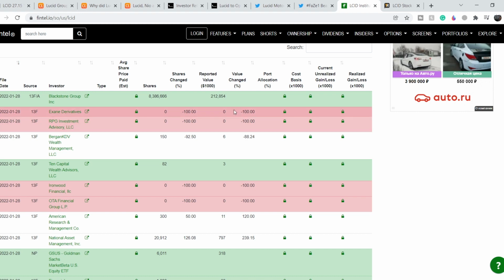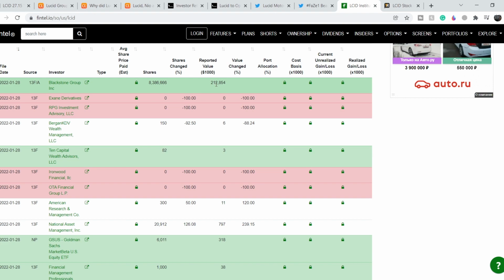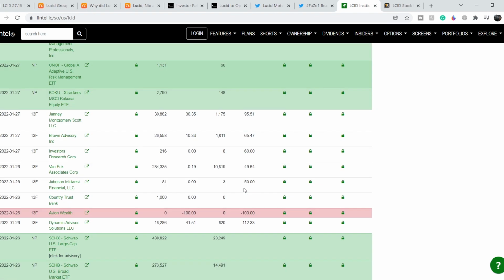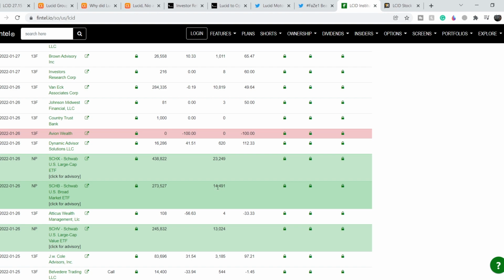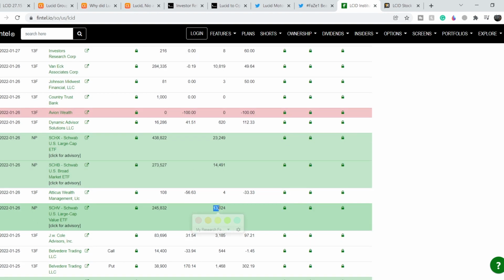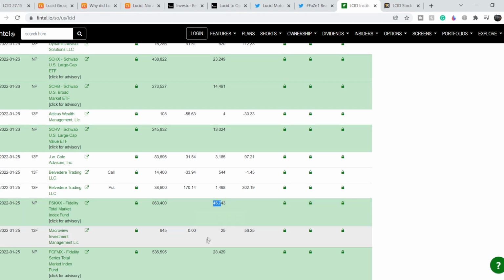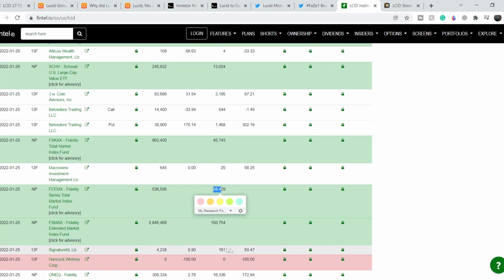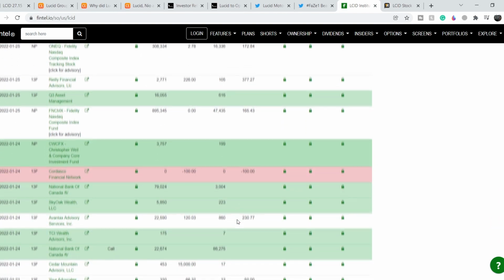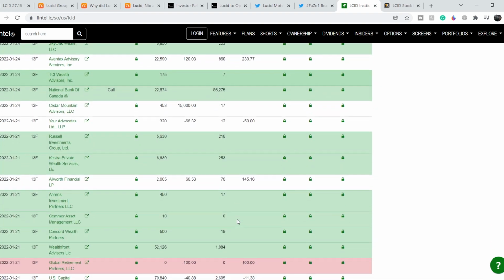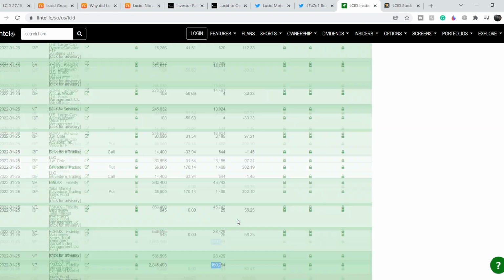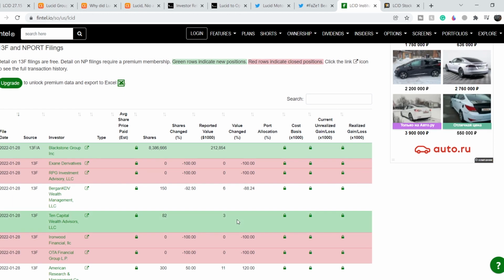And I have to say that despite these 4 closed positions, we have new ones: $212.8 million, next one, $23.2 million, $14.4 million, $13 million, next one, $45.7 million, next one, $28.4 million, and $150.7 million. And definitely a huge increase in interest from institutional investors, and they all want to be a part of this journey, and that's why the sentiment is still bullish.